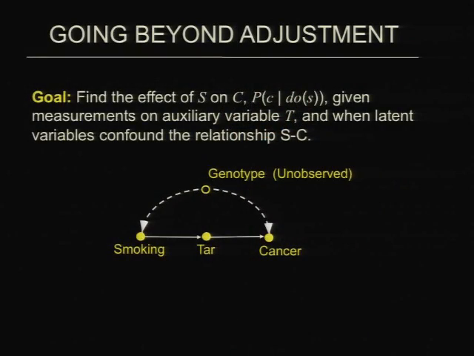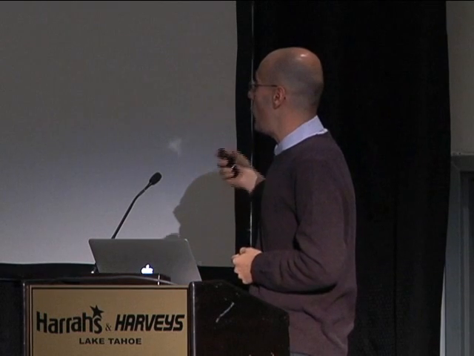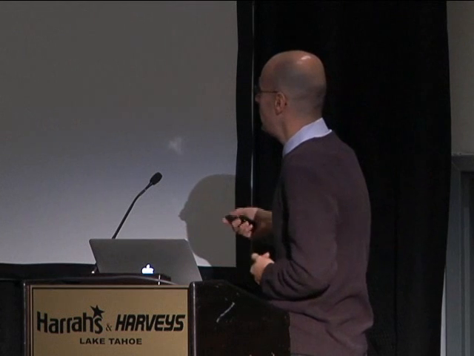Let me read the goal. We want to find the effect of smoking on cancer, going back to Fisher, the probability of C given do S, given measurements of auxiliary variables T, that is the tar deposits on the lung, when latent variables confound the relationship between smoking and cancer. Then this is the graph. I'm putting these dashed arrows, that means that they are latent. This is the convention. And then you have this genotype that is unobserved, and then you have smoking to tar, tar to cancer.